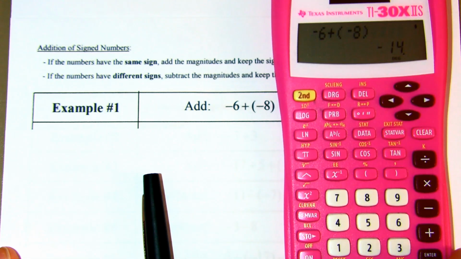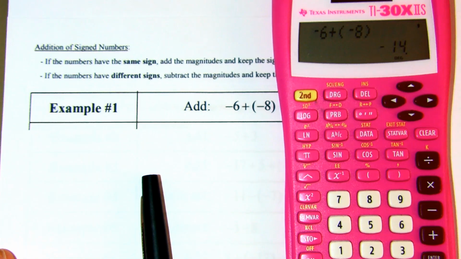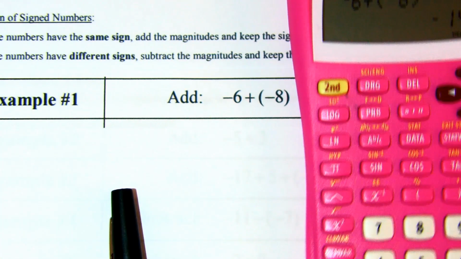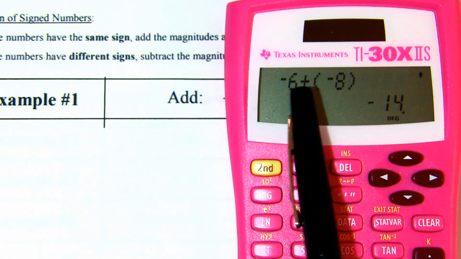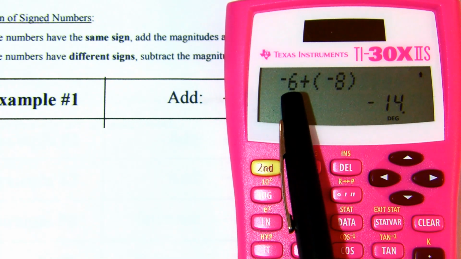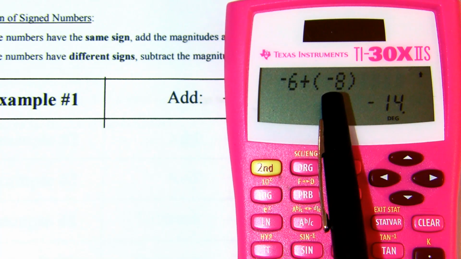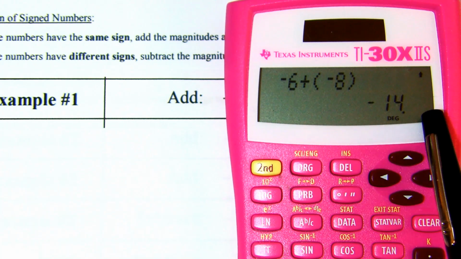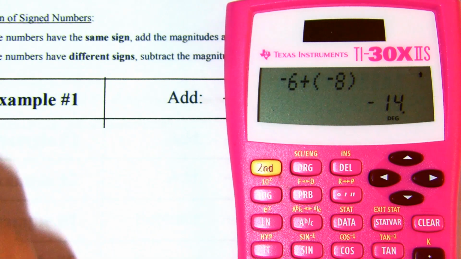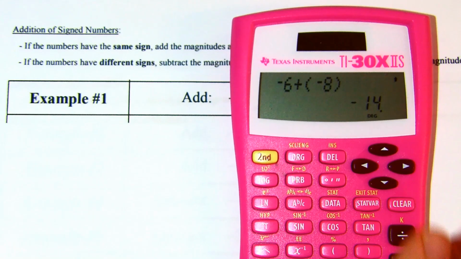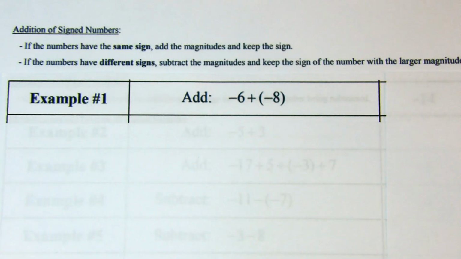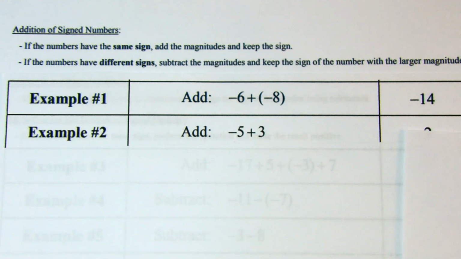Let me zoom in so you can see what the calculator did. When I typed the negative, it typed it up a little bit higher. Negative 6 plus negative 8, and then I hit equals, and it gives me the negative 14. You can use your calculator as much or as little as you want when you're going through these problems. It's up to you, but let's take a look at example 2.